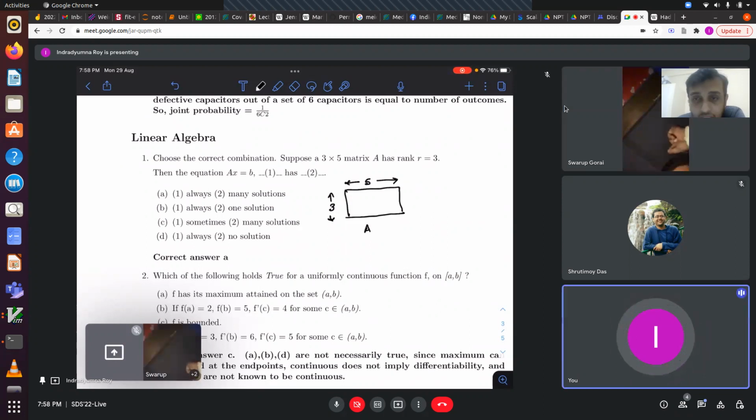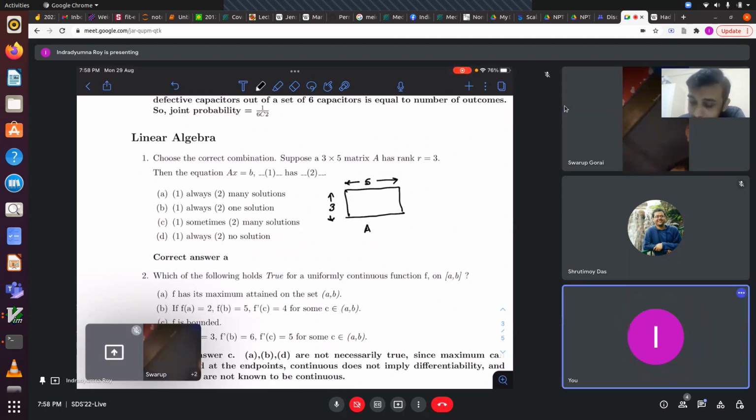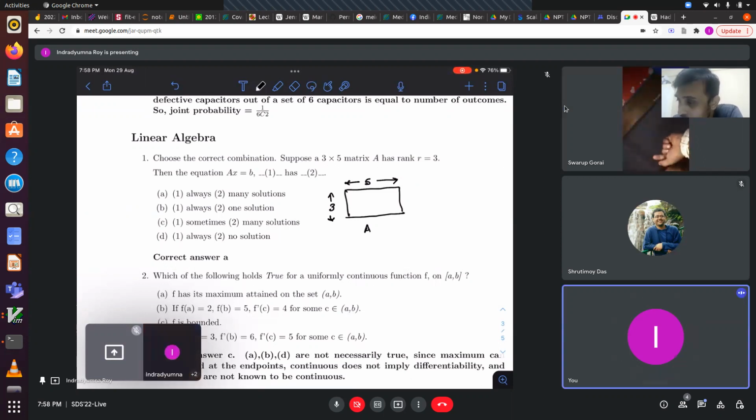Okay, so what is the meaning of rank? Rank means, suppose we are finding the determinant of that, and if we are getting a non-zero, that means the rank will be that. Rank is 3 means a 3 cross 3 matrix is there. Out of 3 cross 5, a 3 cross 3 matrix is there that contains a non-zero determinant. Okay, so you are somewhat correct.